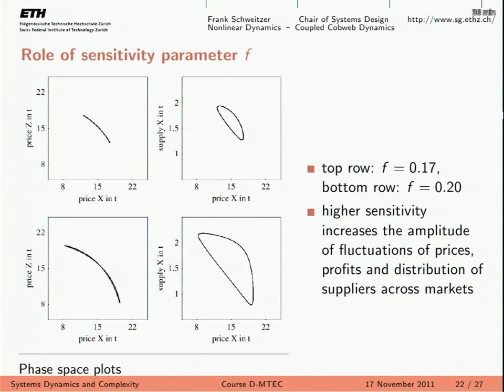But now what happens when you increase the sensitivity by a little bit? That means suppliers now become more sensitive to profit changes. They would choose with higher probability the market with higher profits. And what happens is given in the top right plot. This is again price X versus price Z. They're still negatively correlated, but not in perfect phase anymore, so there would be some delay. This is why now we have kind of an oval. It's similar to one of the self-studies that we looked at, I think the population dynamics, rabbits and foxes. So they're still negatively correlated.